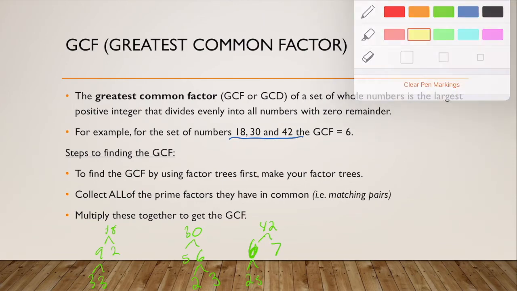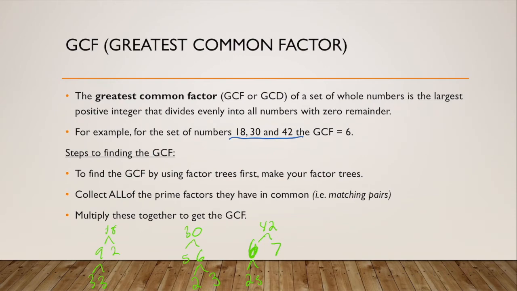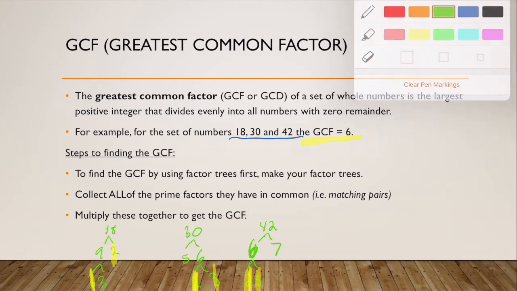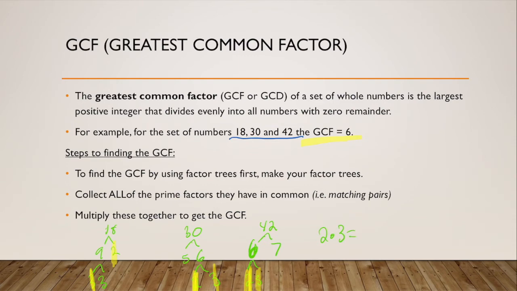So I want to collect what they all have in common. Well, 18 has a 3, 30 has a 3, 42 has a 3, 18 has a 2, 30 has a 2, and 42 has a 2. As you can see, the remaining primes of 3, 5, and 7 have no partners, right? It needs to be in all three for this group. So then I would take 2 times 3, and I get 6, and that's going to be our GCF.